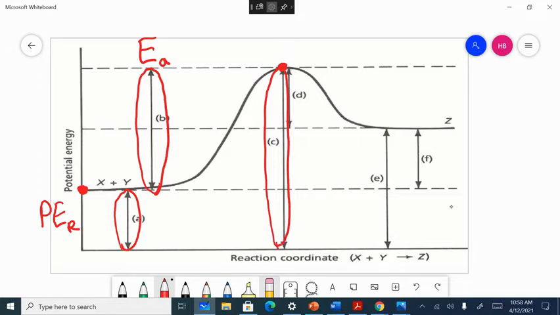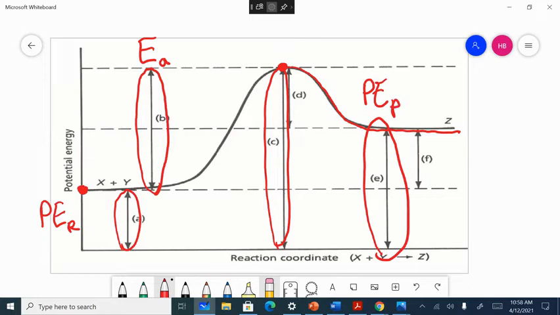Then after the reaction is at its maximum energy, at some point in time, it will progress on its own. And right here, E is going to be the potential energy of the products. F is the toughest one to understand. That's the difference between the reactants and the products, and that's going to be the delta E for the whole reaction. That would be F there.